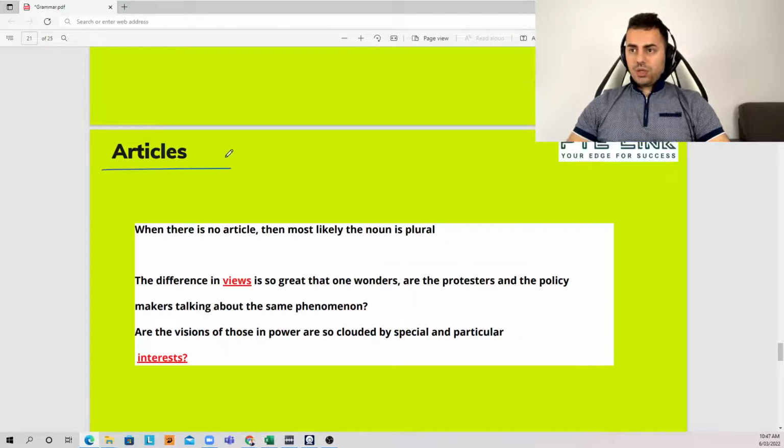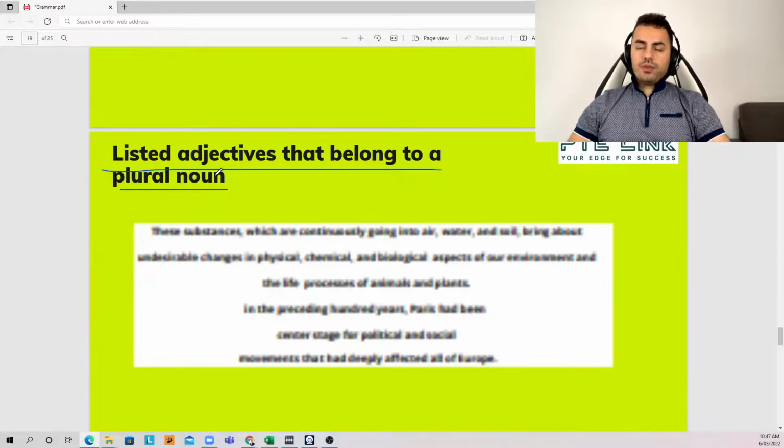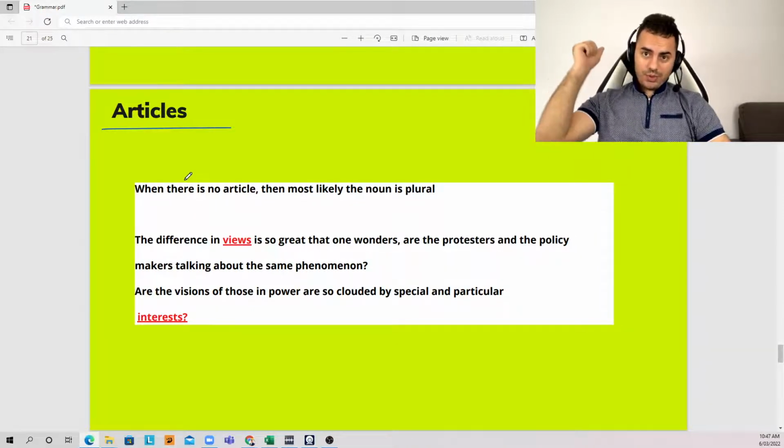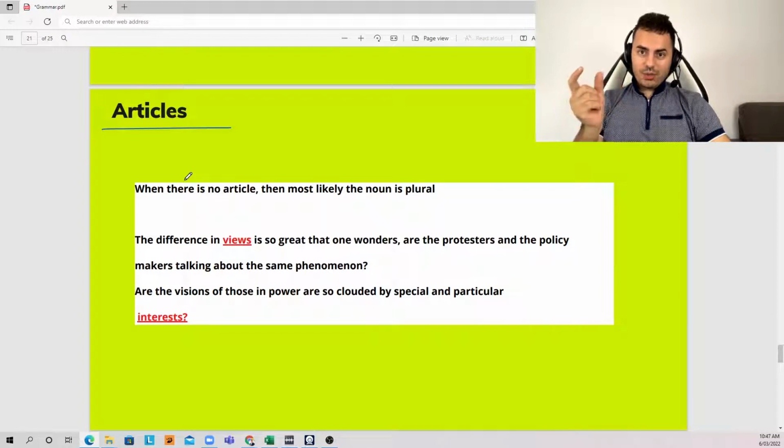Articles. So we did talk about a and the, this, etc. What if we don't have an article? And this is something you could use in write from dictation, by the way, when you are confused whether the noun you've heard was singular or plural. When there is no article, then most likely the noun is plural.